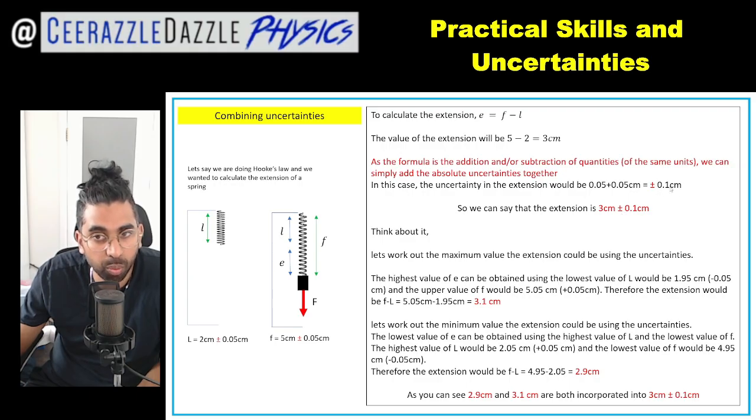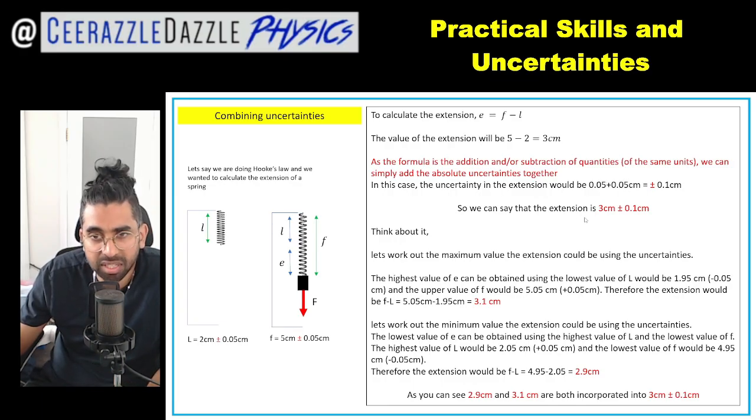Don't forget where that 0.1 comes from. I added them both together because the formula was the addition or subtraction of quantities of the same units. So extension is equal to F minus L. It could be a formula, let's say X is equal to A plus B. Because the formula is an addition, I do the same thing and add the absolute uncertainties as well.